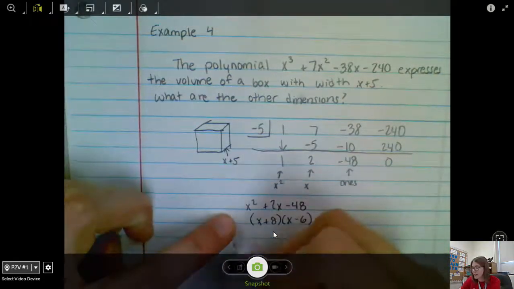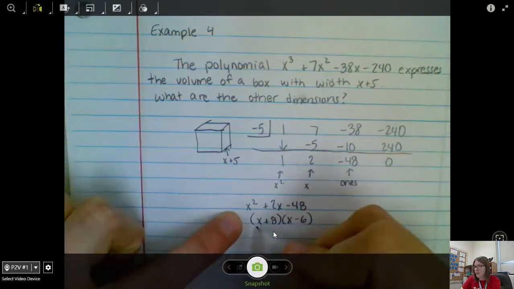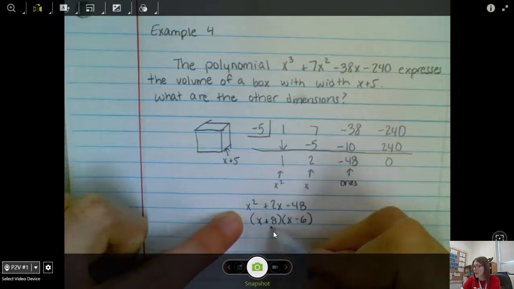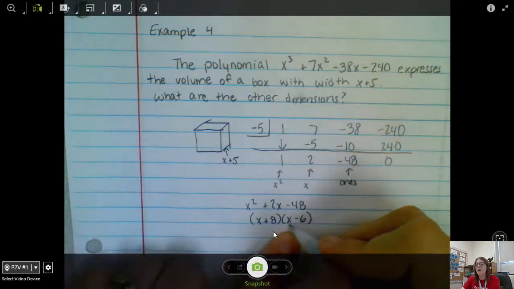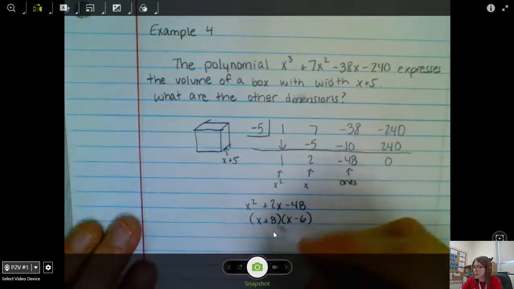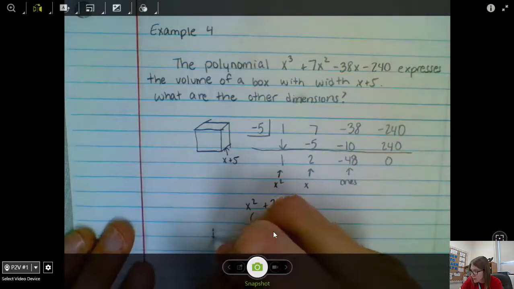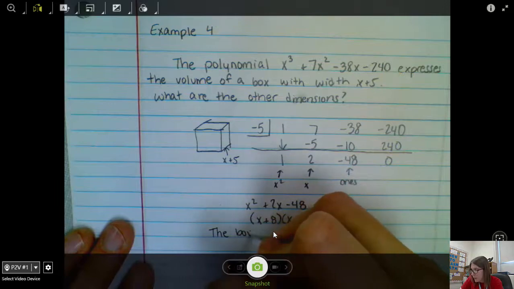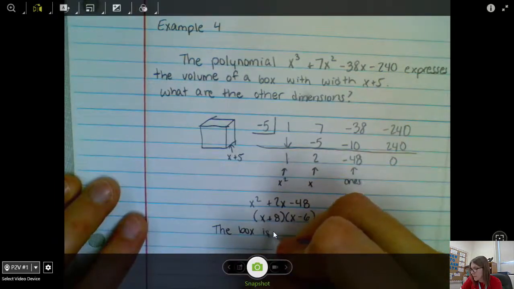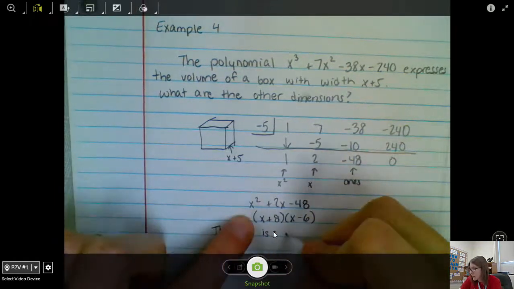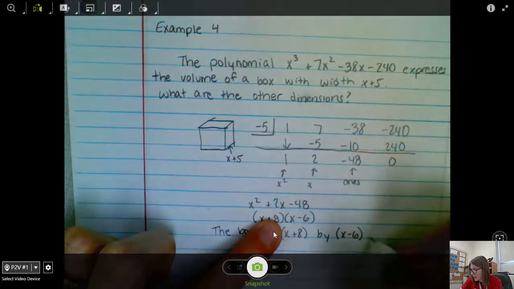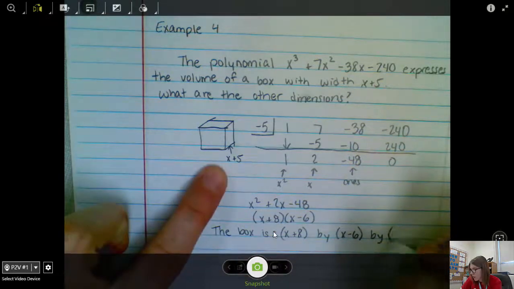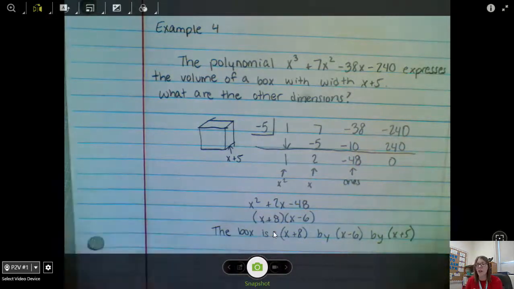So that means for our box, either our length or our height is x plus 8. Either our length or our height is x minus 6. And we know our width is x plus 5. So I'm going to say the box is x plus 8 by x minus 6 by x plus 5, whatever our units are.